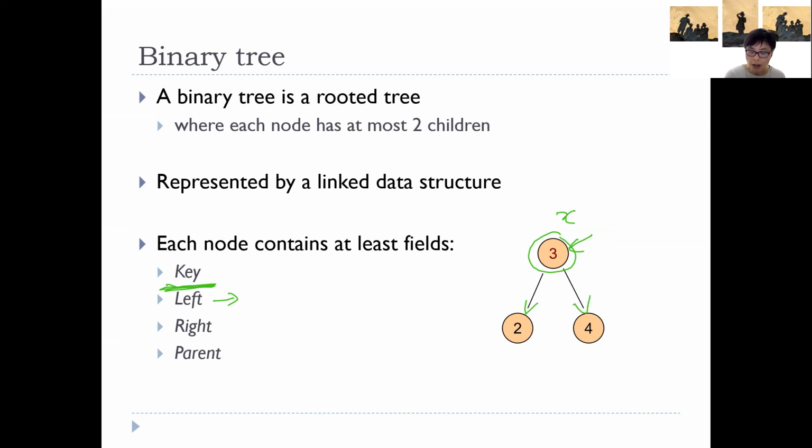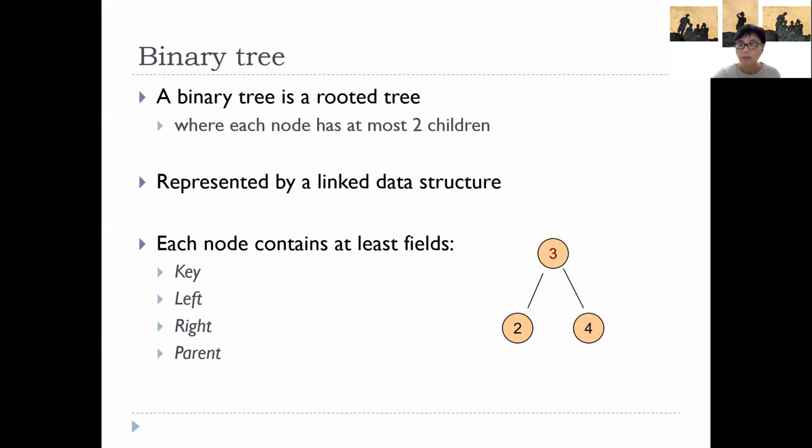In general, a node would also have a parent pointer to point to its parent. So in this case, the parent of 2 is 3, and the parent of 4 is 3 as well. In the binary tree, the root doesn't have a parent, but every other node has a parent.